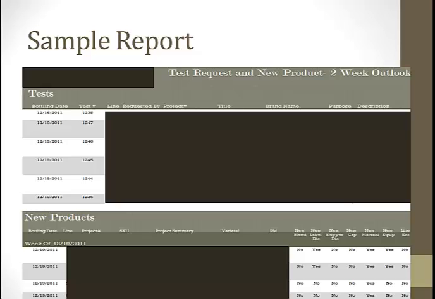This is a sample report of the tests and new products 2-week outlook that is sent out by technical services every week. As I mentioned before, we don't care very much about tests for this presentation. However, in the new products portion, there are yes or no fields giving key information about each SKU.